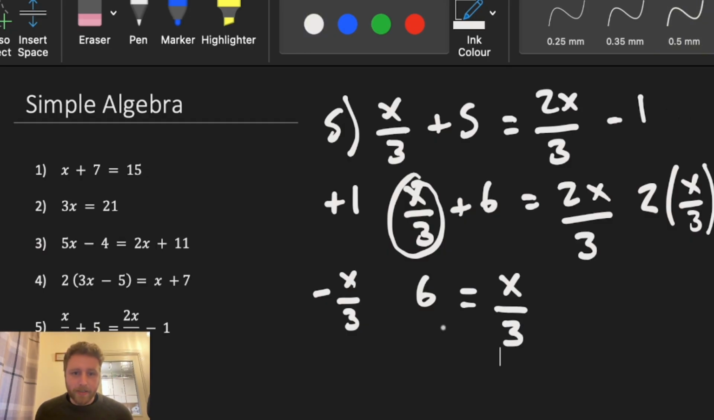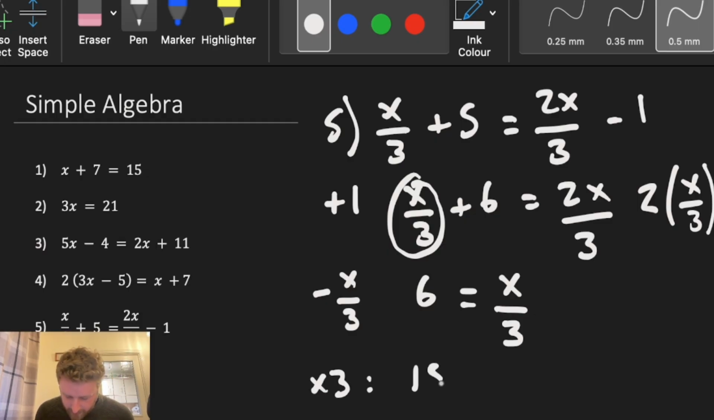And then now all we need to do is times both sides by 3. So let's just do that here. And that will give us 18 is equal to x.